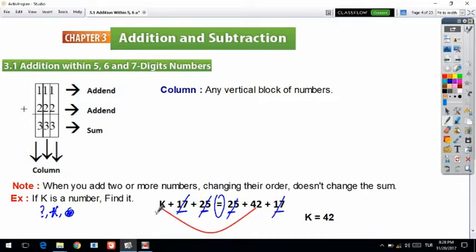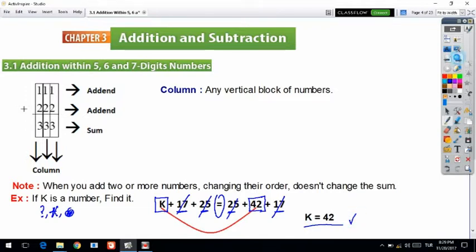So what is left on the left side? There is just k. Now let's look at the right side. What number is that? 42. As I said before, the left number is equal to the right number. So 42 shows you k. As a result, the number is 42.